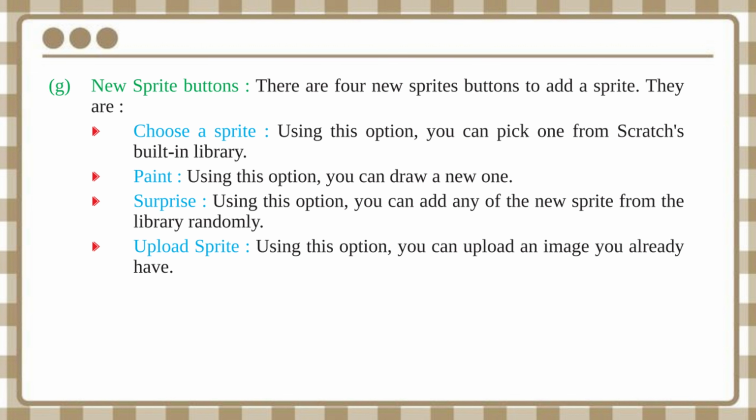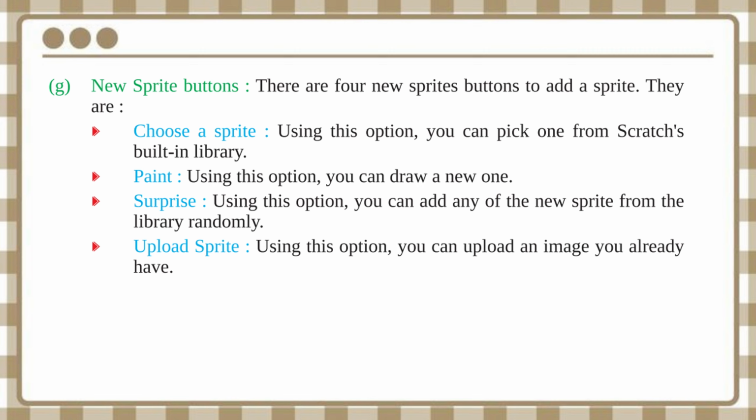G. New Sprite buttons. There are 4 New Sprite buttons to add a sprite. They are: Choose a sprite.